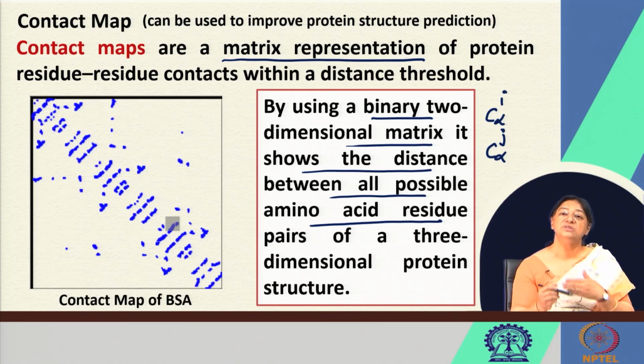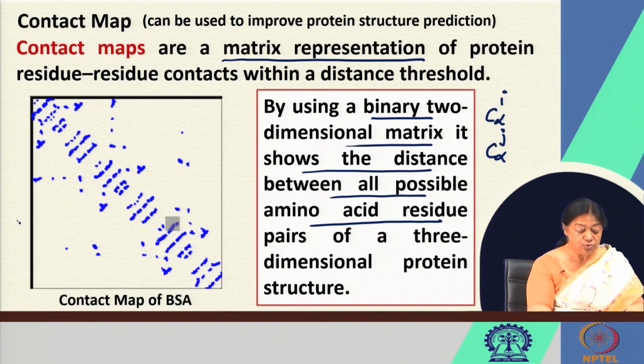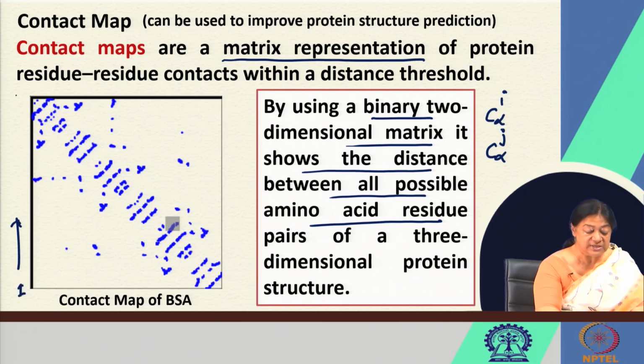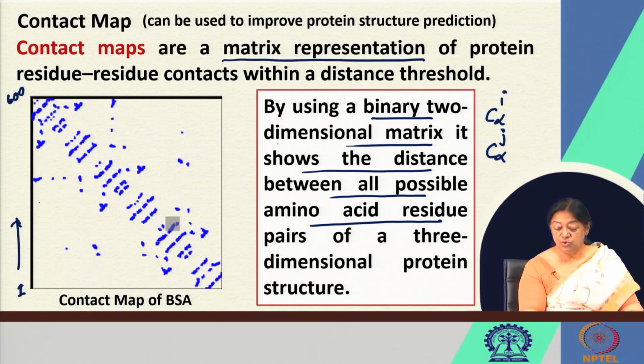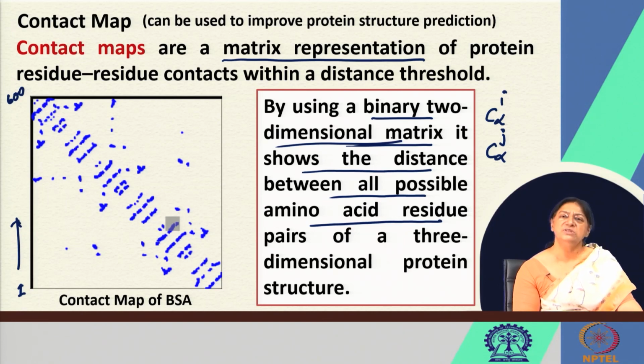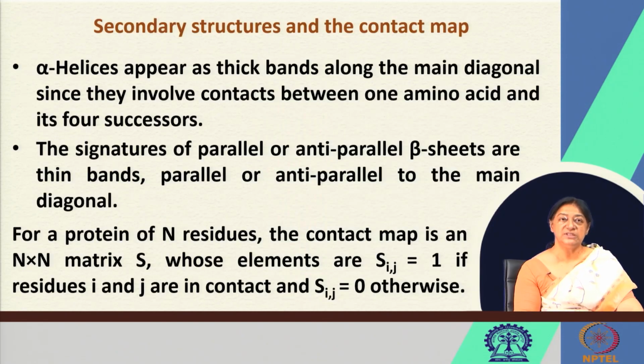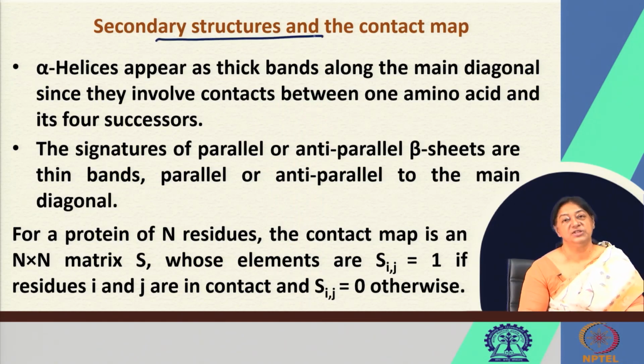Now, if we were to do this exercise from every atom to every other atom, say from residue 1 to residue, BSA is a very large protein, close to around 600 residues. This would mean that we have a contact map between C alpha of 1 and C alpha of 2, C alpha of 1 and C alpha of 3, and we create what we call this two-dimensional binary matrix. Now, what is the information that we can get from this matrix? This is important. Interestingly, we can look at secondary structures in the contact map.